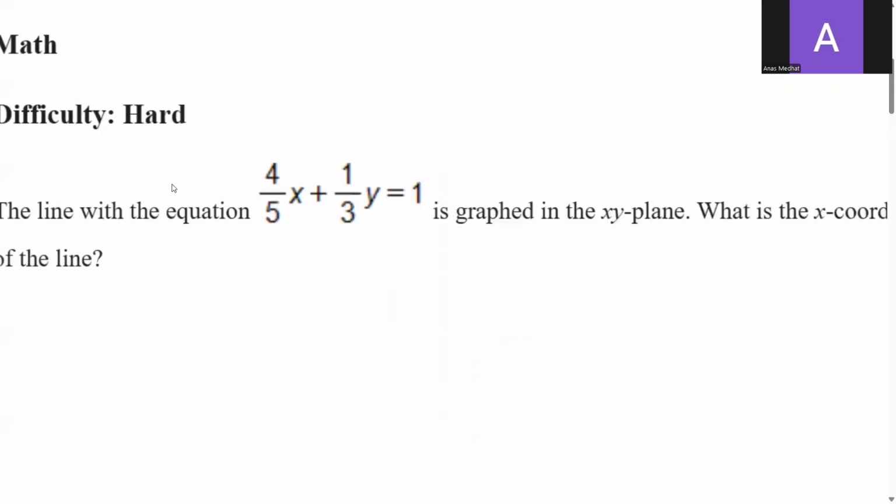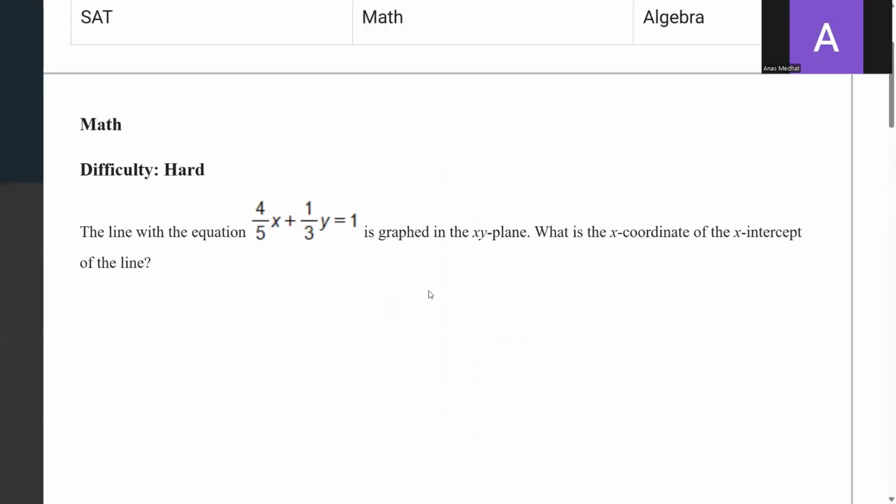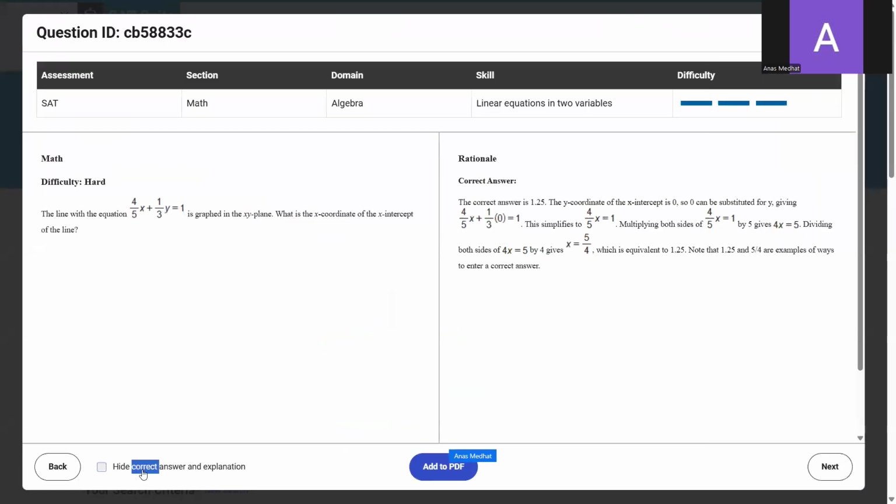The line with the equation is graphed in the xy plane. What's the x coordinate of the x-intercept? Okay, it wants the x-intercept. The x-intercept is the value of x when y is equal to 0. Substitute y with 0 and get x. 4 over 5 x plus 0 equals 1. So x is equal to 5 over 4. Answer is 5 over 4.